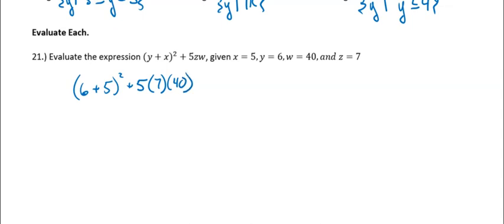Okay, and now I'm just following order of operations for this one. I start inside the parentheses. In these parentheses, 6 plus 5 is 11. And now I would do exponents. The exponent here, that's 121.